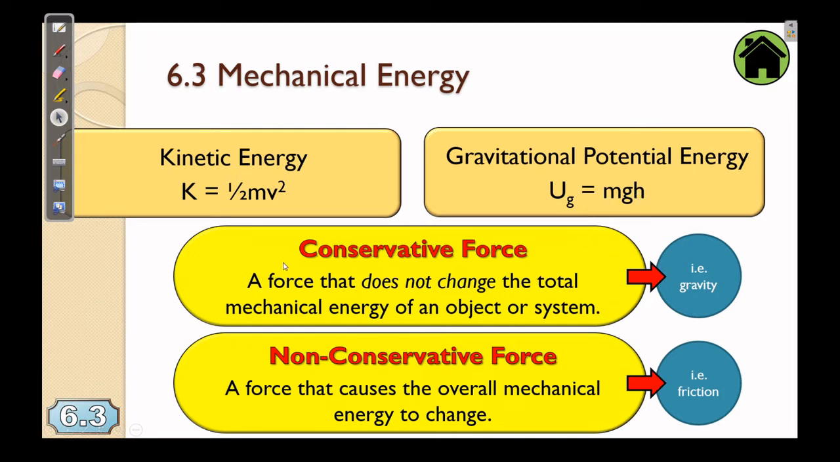There are two types of forces to know about when we're talking about mechanical energy. One is called a conservative force. And if you look at the word conservative, you get what it does. It conserves mechanical energy. So a conservative force is a force that does not cause a change to the overall mechanical energy. Gravity is a conservative force. When an object is free falling, it is losing potential energy because it's losing height, but at the same time it is gaining kinetic energy because it's speeding up. And the amount of kinetic energy that it gains is exactly equal to the amount of potential energy that it loses. So we say gravity is a conservative force because the sum of these two energies stays the same.